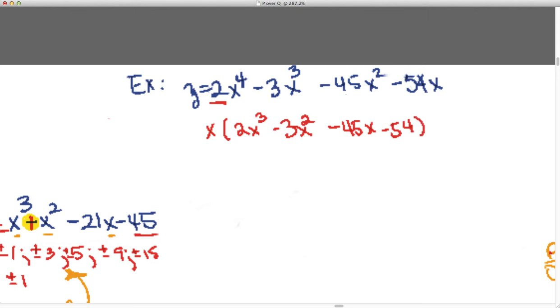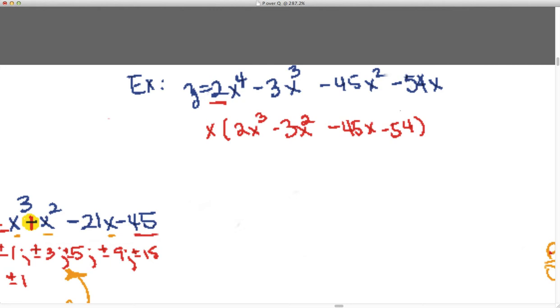If you don't understand what I just did, make sure you go to the video for factoring out the greatest common term and practice that concept, because that's something you should be able to do pretty easily by now. So let's look at what we have left.